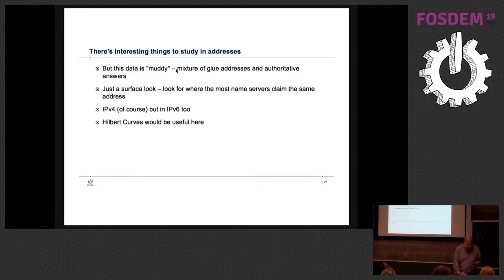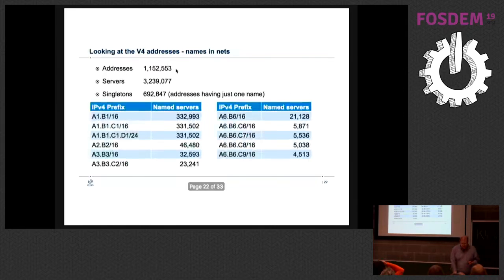So this is what I call muddy data. This is glue record and authoritative data. Let me skip across here to V4. In V4, there were 1.1 million addresses, 692,000, about half of them, where one name server had one IP address. The other ones, there was some sharing going on. And what I have here is A1B1, which stands for a /16, which had 332,993 name servers named in that /16. It doesn't say a whole lot at the top.